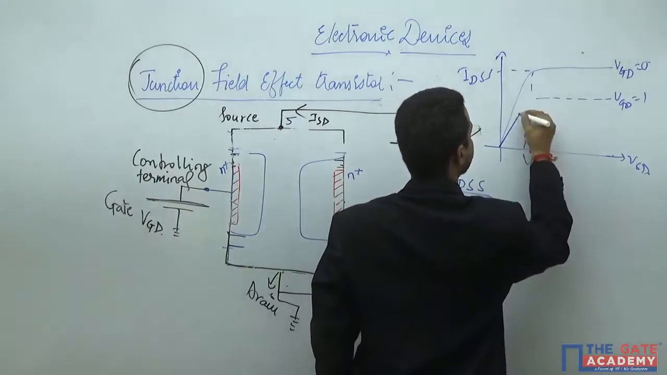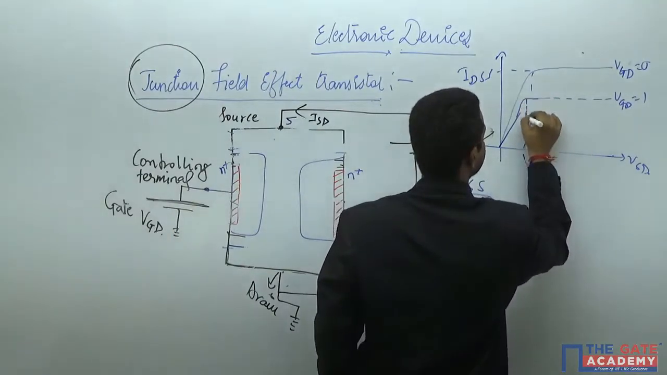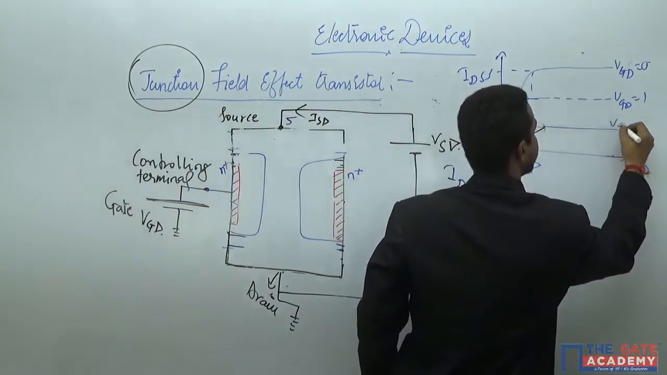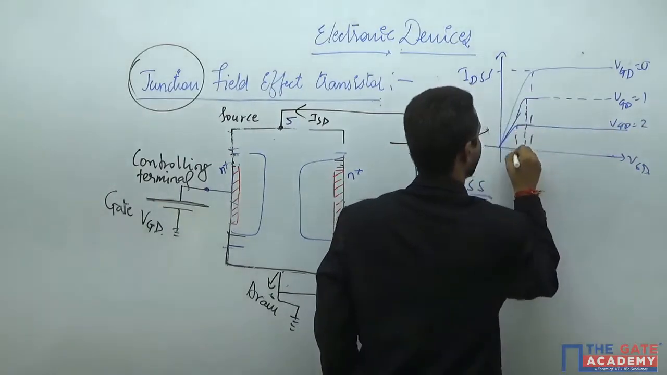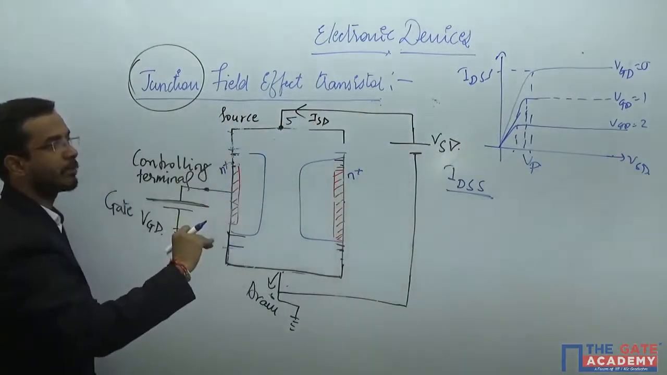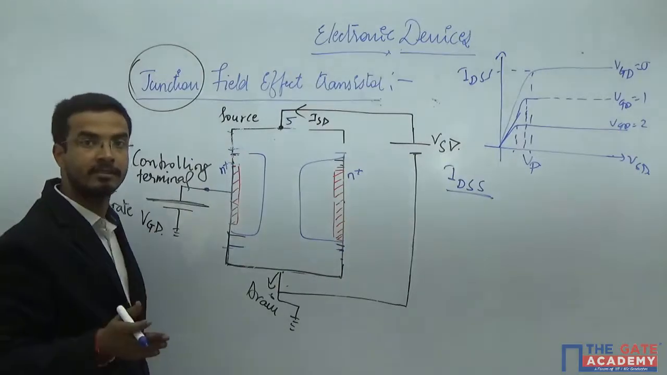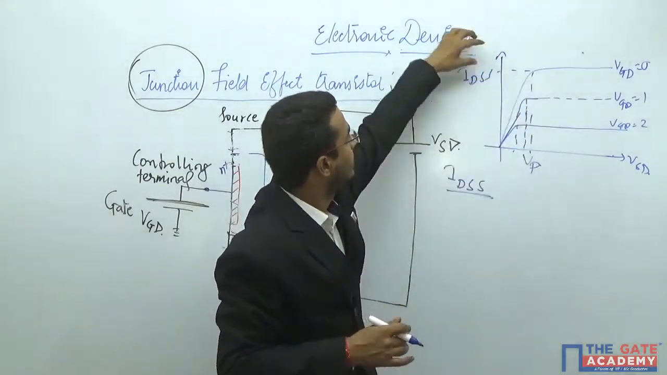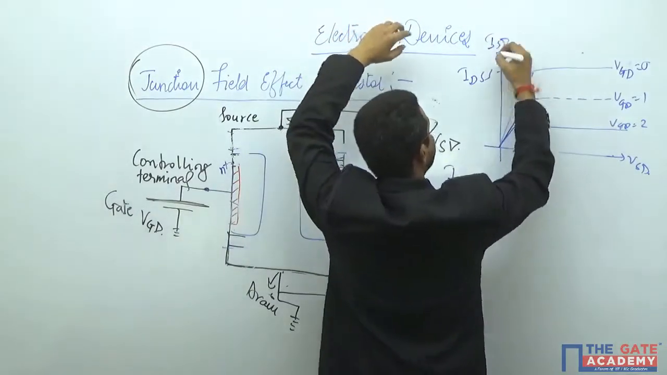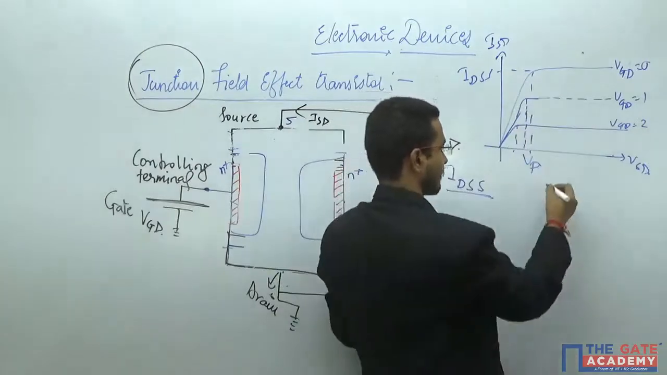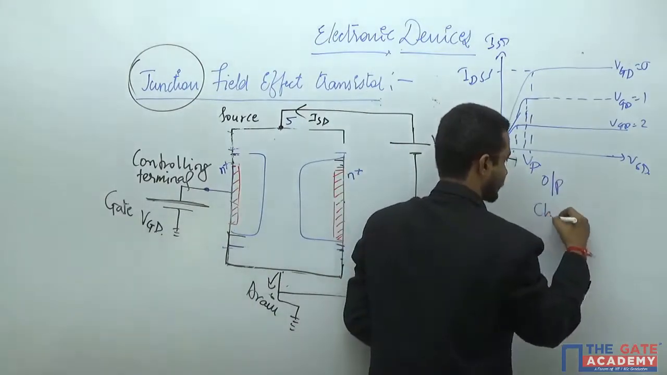And like this. And for the third case, VGS is equals to 2 and the pinch off will be something here. So as you keep on increasing this, the pinch off voltage will keep on decreasing, as well as the device current will also keep on decreasing. This is IDS, that means the output current and output voltage. That is why this is known as output characteristic.